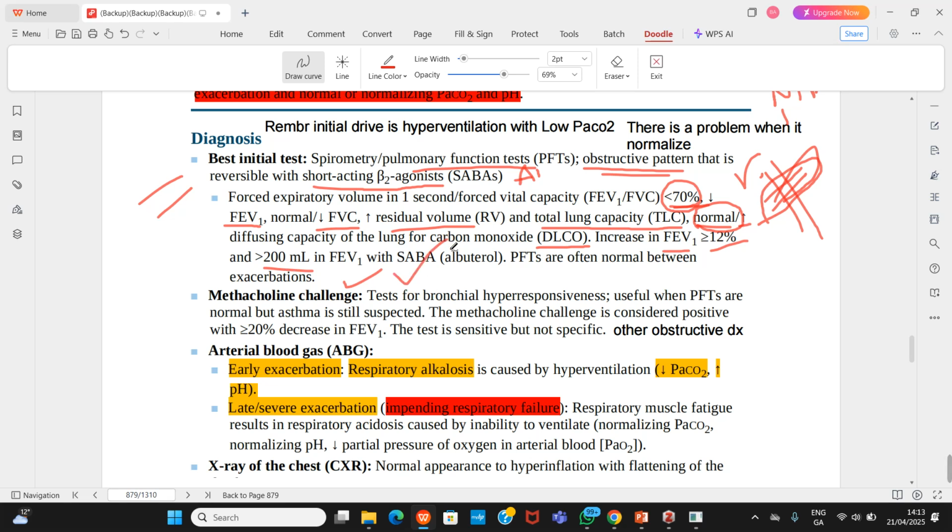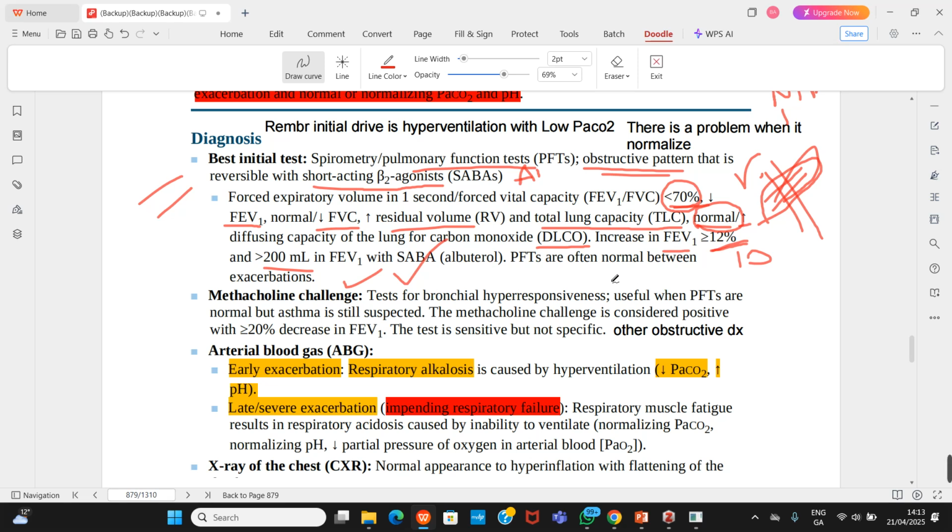Now, this is where USMLE will come in. They will give us a change of 10%. So people will be saying, maybe it has changed, it is reversible. No. If it's not up to 12%, don't pick it to be positive. That is not reversibility. It has not improved. It has to be more than 12% or more than 200 mL in absolute volume before you can say that it's reversible and you can pick asthma. So they can be tricky. They will actually give you an increase, but the increase might not be up to 12. So it has to be 12 or more.